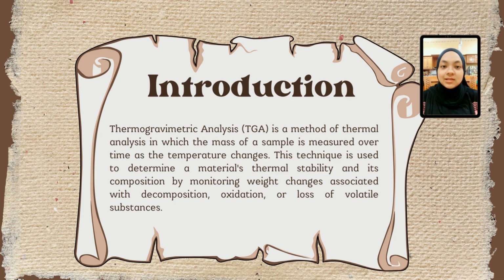Thermogravimetric analysis (TGA) is a method of thermal analysis in which the mass of a sample is measured over time as the temperature changes. This technique is used to determine a material's thermal stability and its composition by monitoring weight changes associated with decomposition, oxidation, or loss of volatile substances.